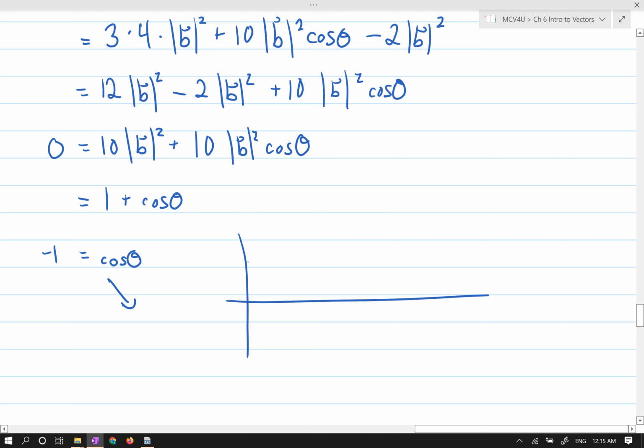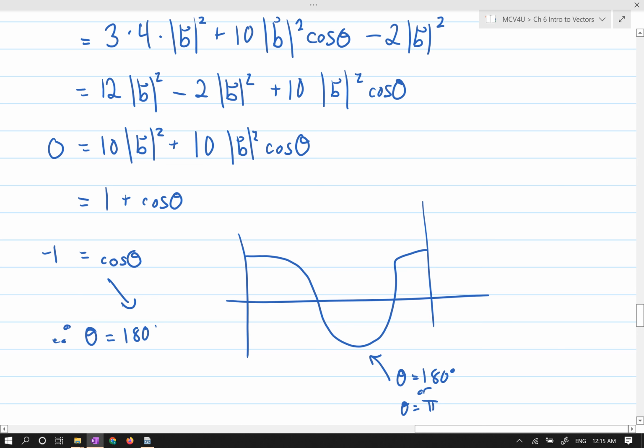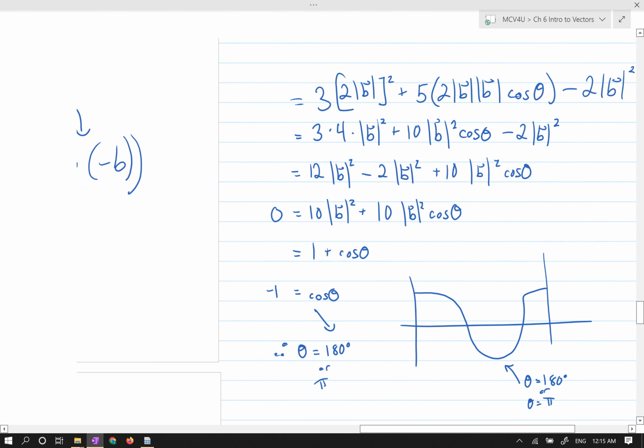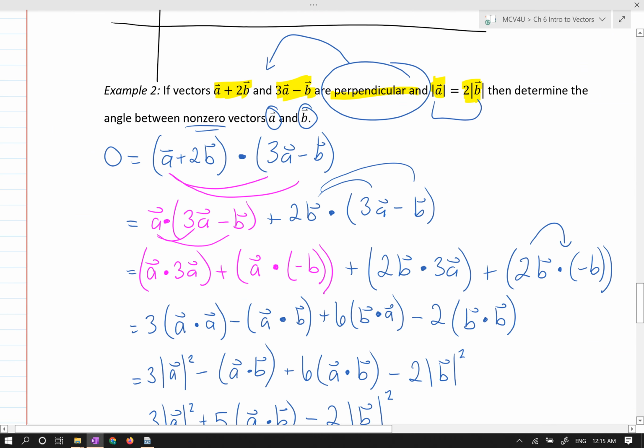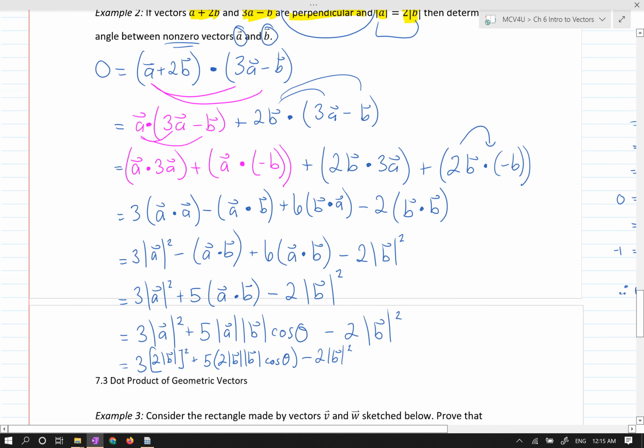Well, you could sketch yourself your cosine function if you wanted to. The only time your cosine function is equal to negative 1 is where theta is equal to 180 degrees, or theta is equal to pi radians. So therefore, answering the question at hand, theta is equal to 180 degrees or pi. Nice work. I'm glad if you stuck your way through that one with me. That was a nice, long, arduous example.